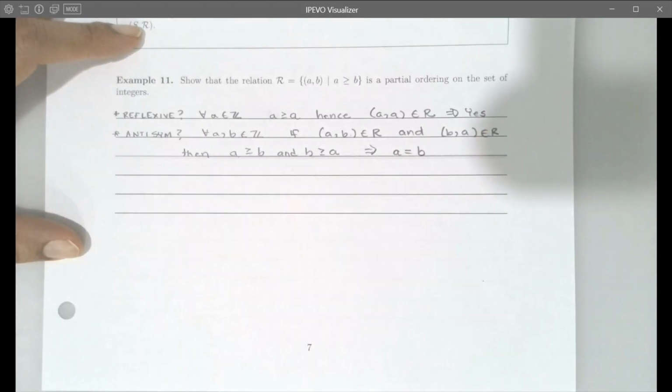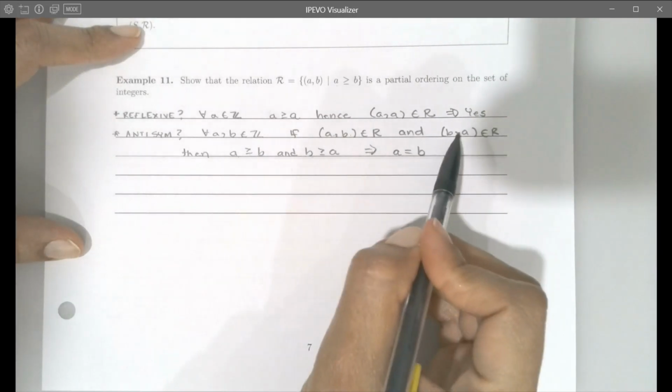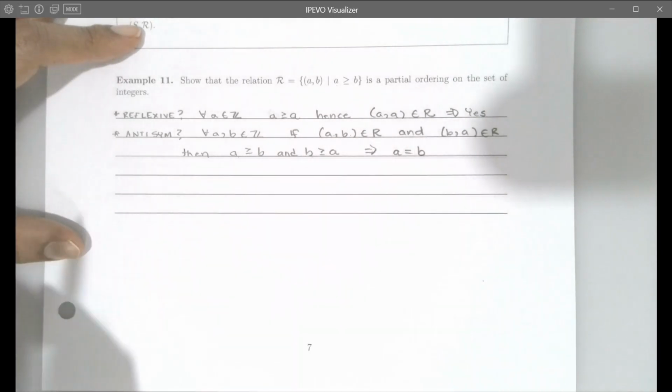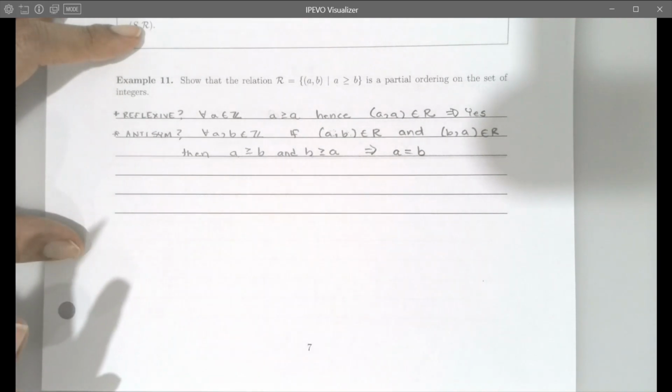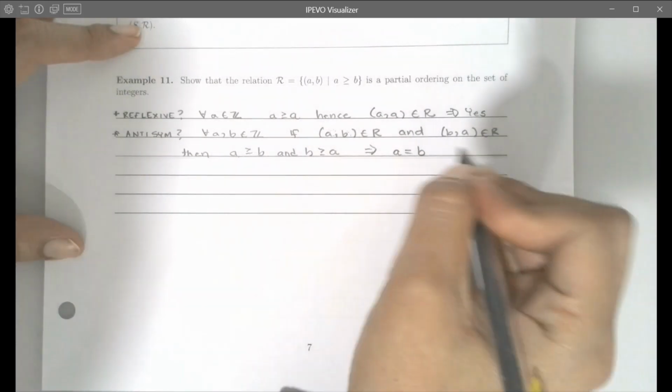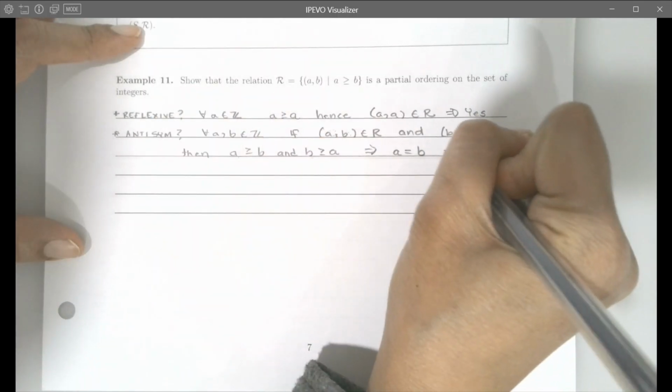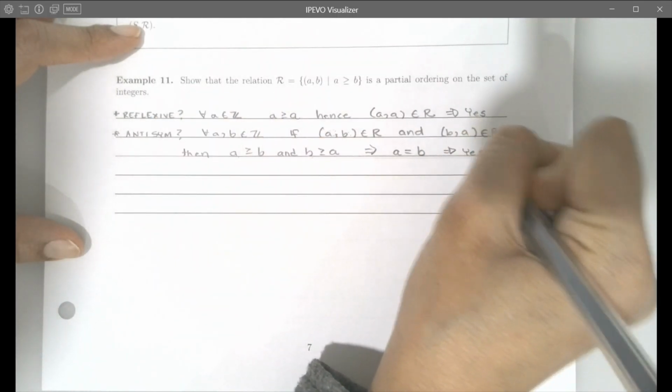And that's exactly the definition of antisymmetric. It says the only way that (a, b) and (b, a) can be part of the relation is if these two are equal. Otherwise, it's not antisymmetric. Okay, so in this case, this means that, yes, it's antisymmetric.